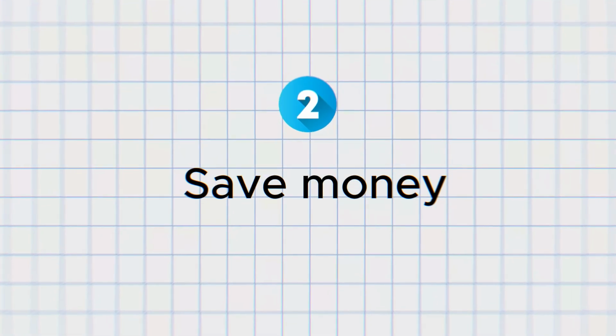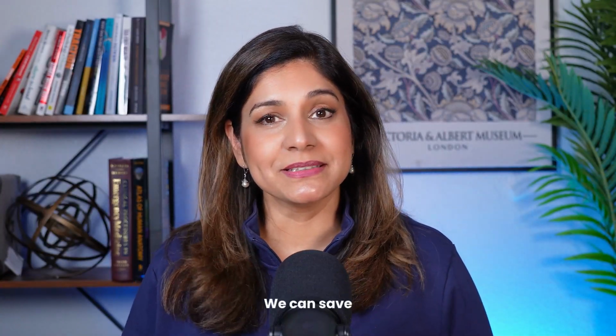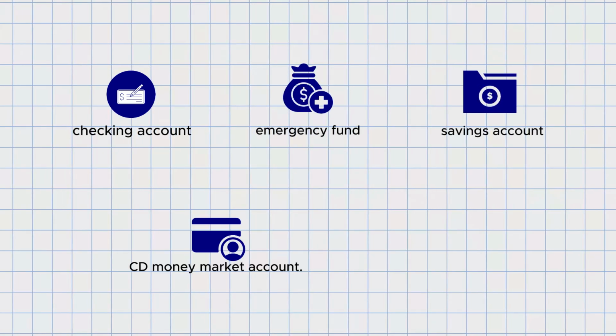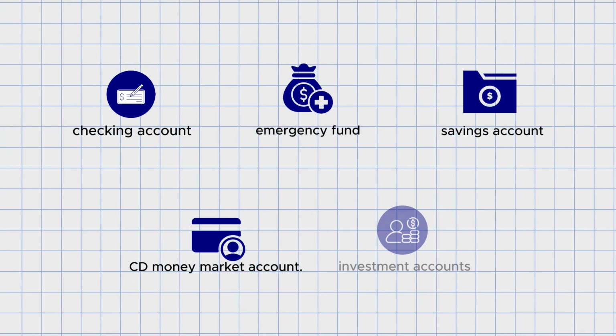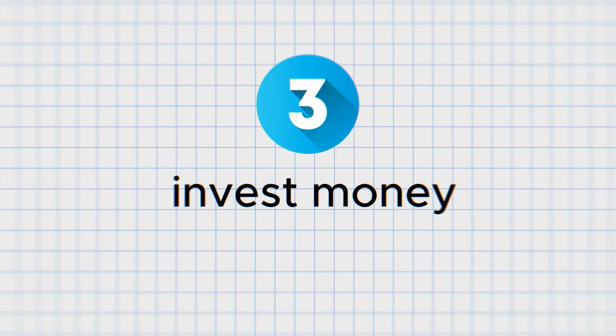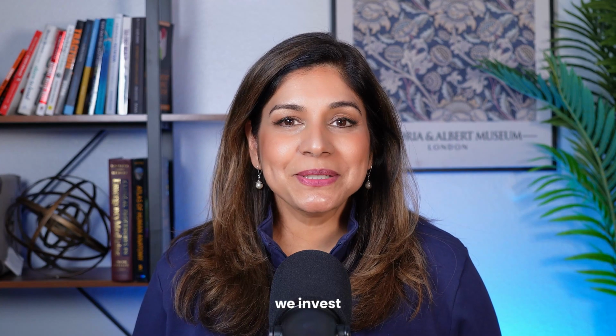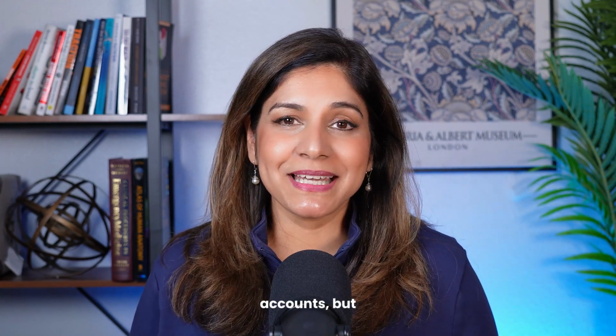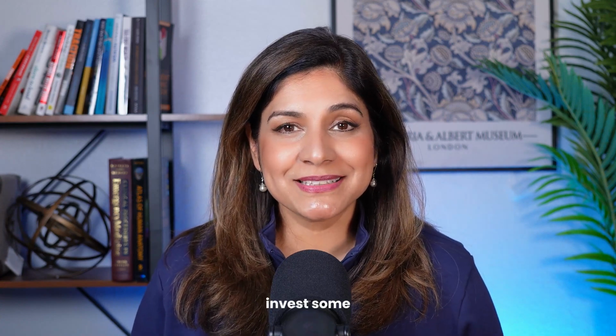And then the second thing is we've got to save some of that money. And we can save it in a variety of ways. We can save it just in our checking account for emergency fund, our savings account, CD, money market account. We can also put the money in investment accounts. And that leads to the third thing we need to do with our money, which is invest. How we invest is a whole other topic. There's a lot of different kinds of investment accounts, but we do have to invest some of our money as part of our financial planning.